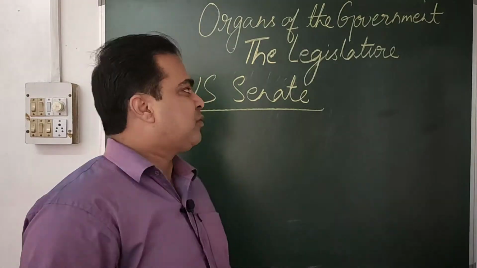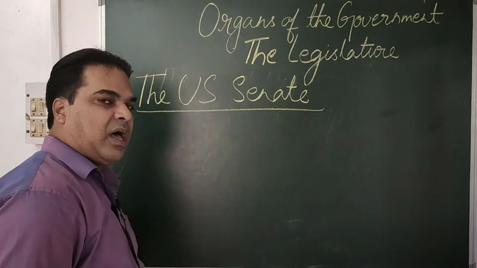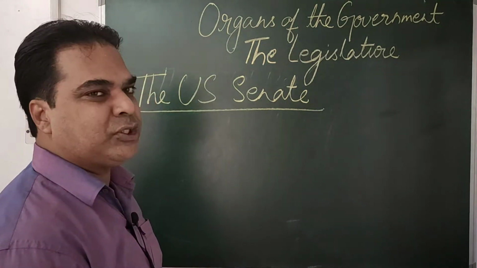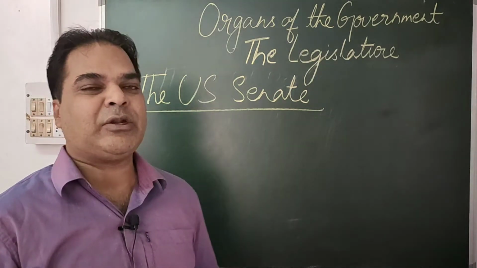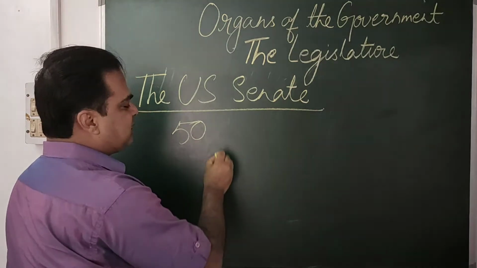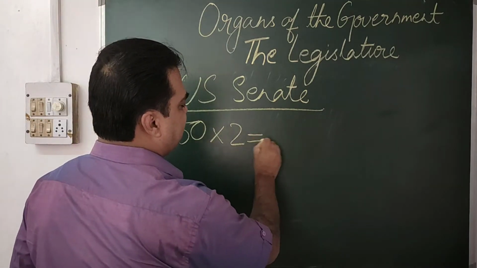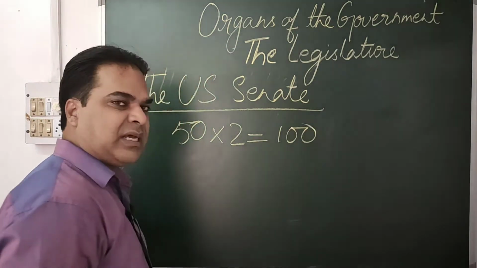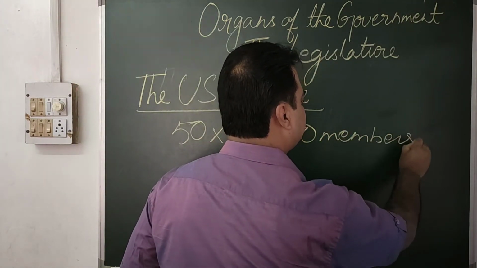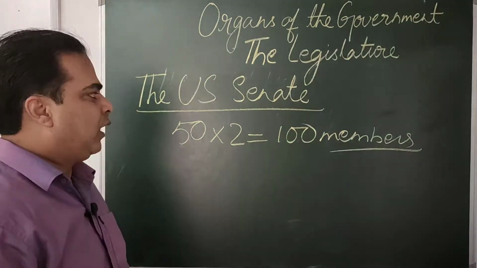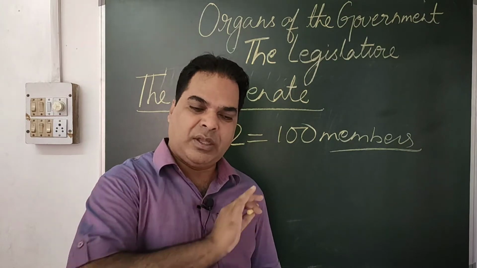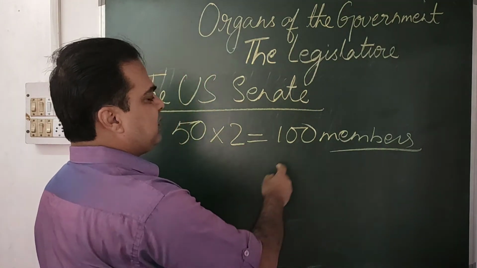So now we'll discuss the US upper house, that is the Senate. The Senate is the upper house. Now what is the composition of the Senate? As you know, altogether 50 states are there. How many states are there? 50 states, and from each state 2 members are elected. So accordingly, how many members are there in the Senate? 100 members. Very simple. The total number of members of the Senate is 100.